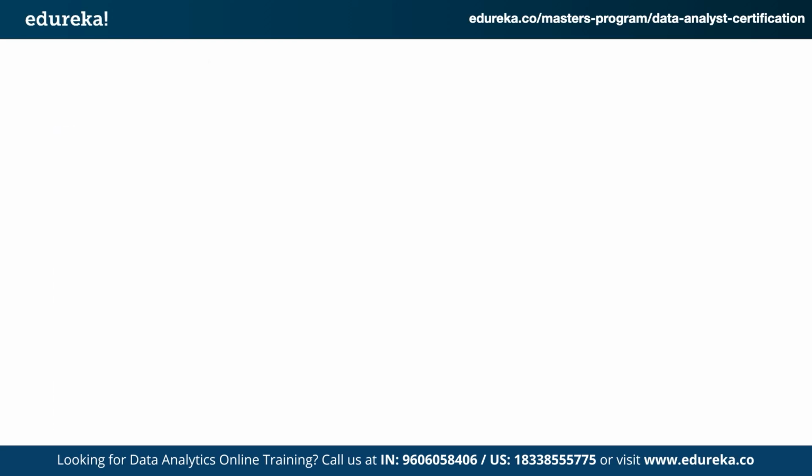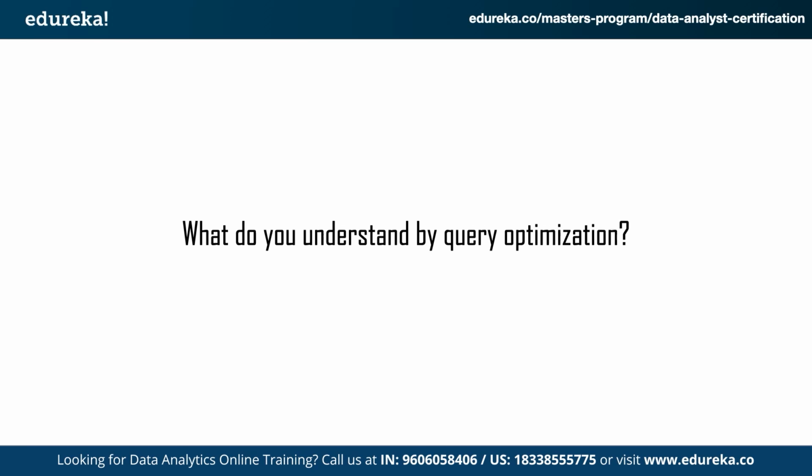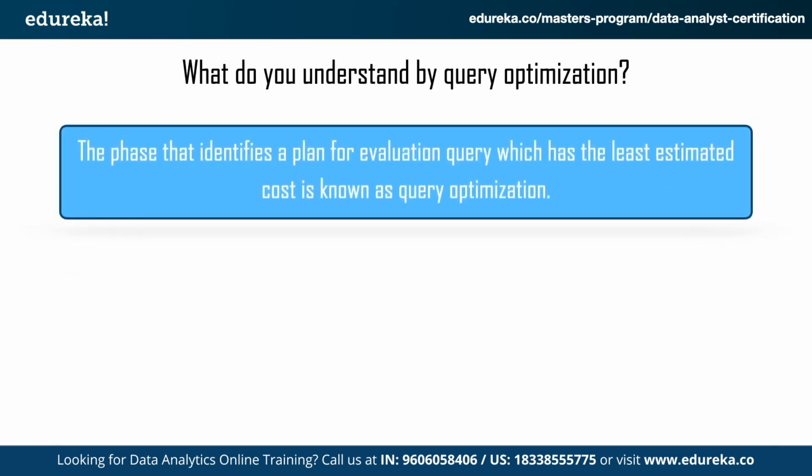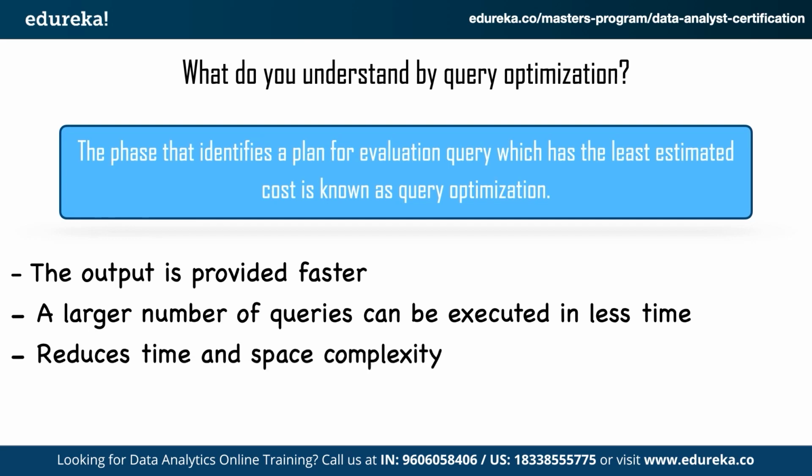Let's now head over to the next question, which is, what do you understand by query optimization? Query optimization is basically a phase that deals with optimizing the efficiency of your query. With query optimization, your outputs are generated faster, a large number of queries can be executed in less time, and query optimization reduces the time and space complexity of your queries.